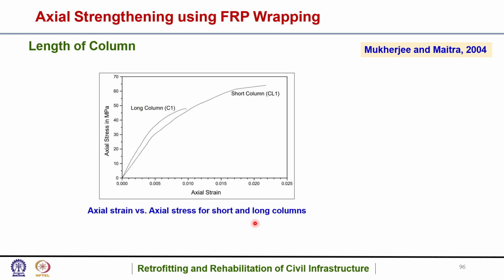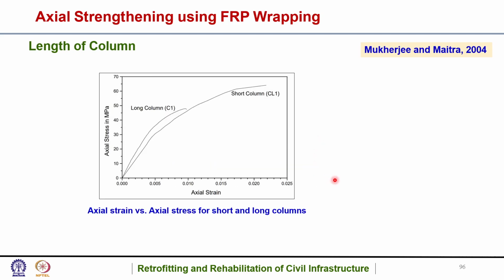Okay, so this is the axial strain versus axial stress for short and long columns, as could be seen here. As expected, the long column had a lesser axial strain and axial stress carrying capacity. The short column had more than twice the axial strain carrying capacity and even higher axial stress capacity. However, the behavior of both the long and short columns was almost the same, up to the point of failure of the long column.